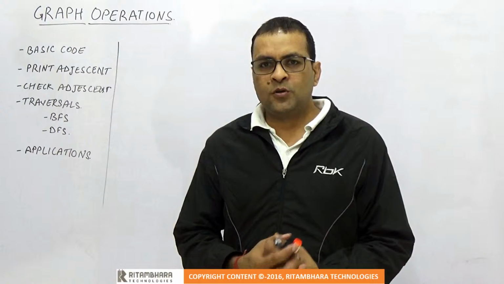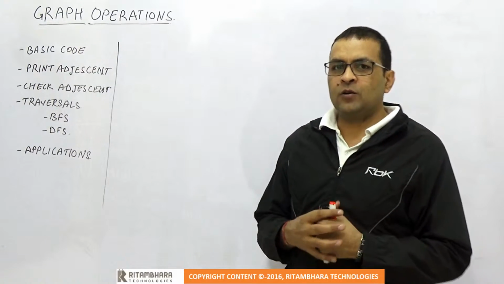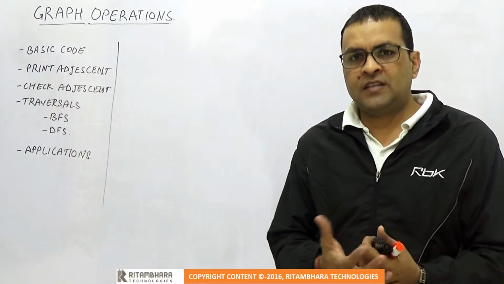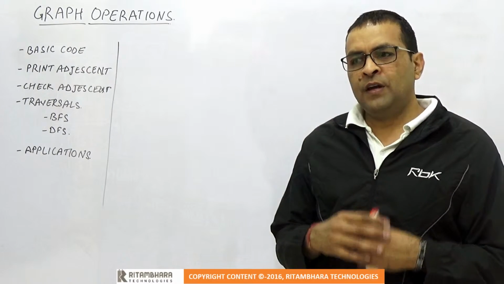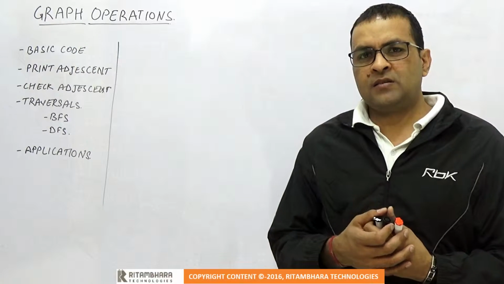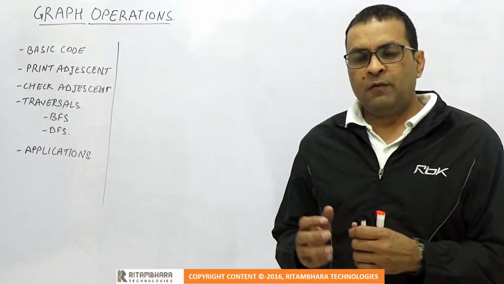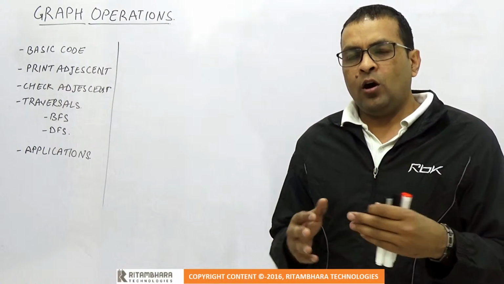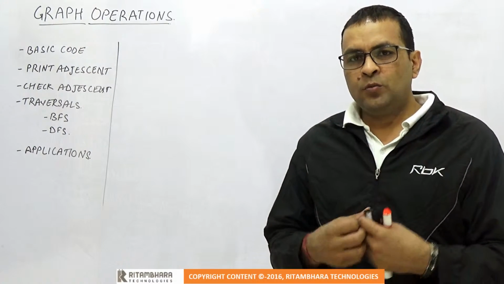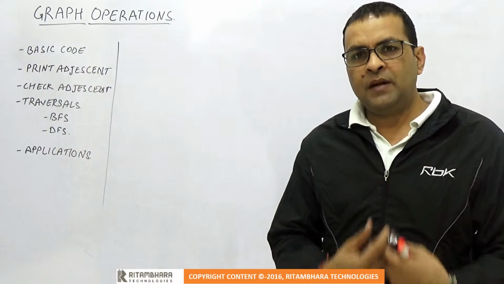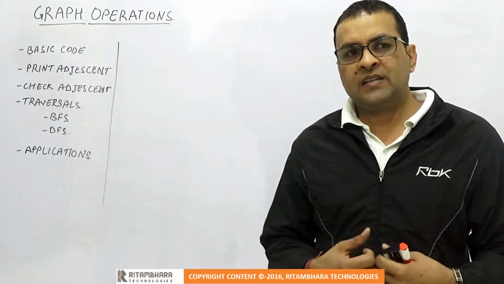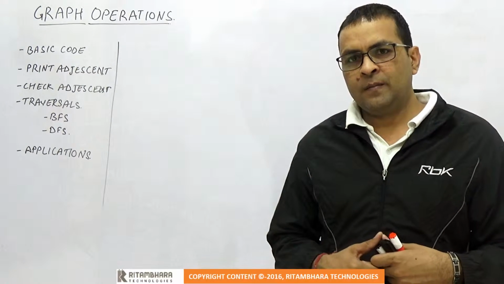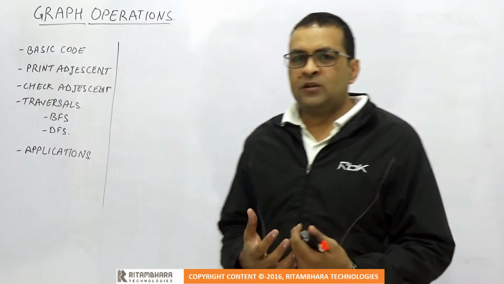The way we are going to proceed in this video is that first we are going to look at the object implementation of graph as a data structure. We also look at some basic operations, like given a particular vertex, print all the vertices that are adjacent to that vertex. Or given two vertices, implement a function that returns true if these two vertices are adjacent, and returns false if they are not adjacent. These are very basic operations.